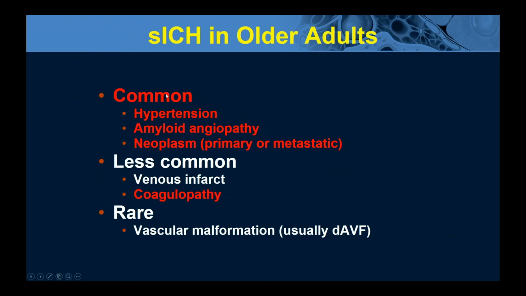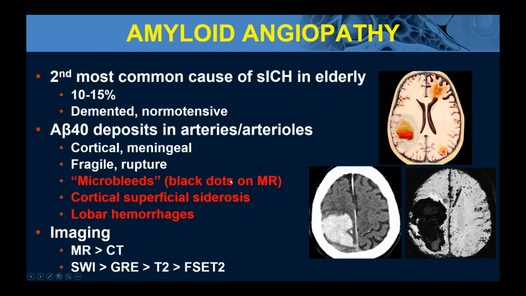Middle-aged adults, different. Middle-aged and older adults, hypertension, amyloid, and tumors. And sometimes you can get coagulopathies. Amyloid angiopathy is the second most common cause of a spontaneous brain bleed in an older patient after hypertension. And here we see a hemorrhage in this patient who came in, found down, no trauma, big brain bleed. Not in a typical area for hypertension, but sometimes you get lobar hemorrhages with hypertension. But this patient turns out to have been demented and normotensive. This is a classic for amyloid angiopathy.